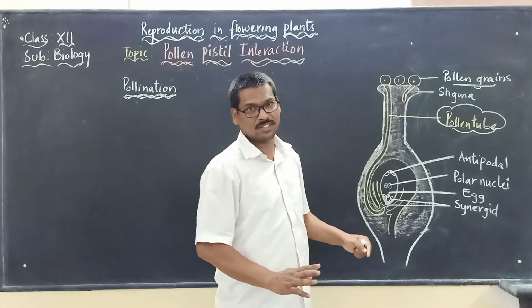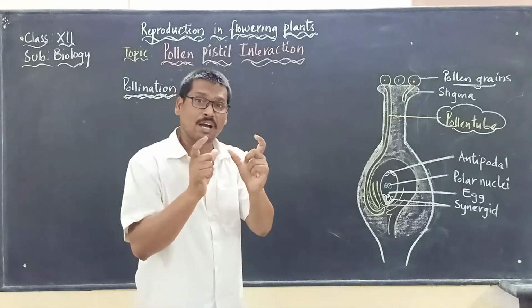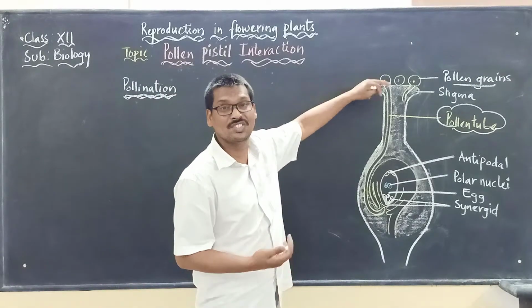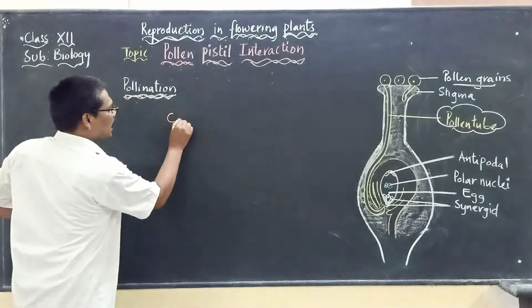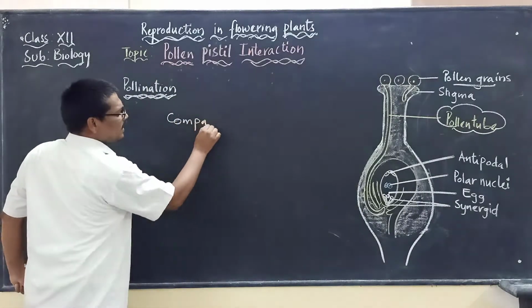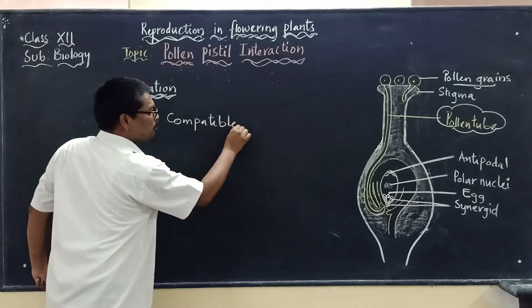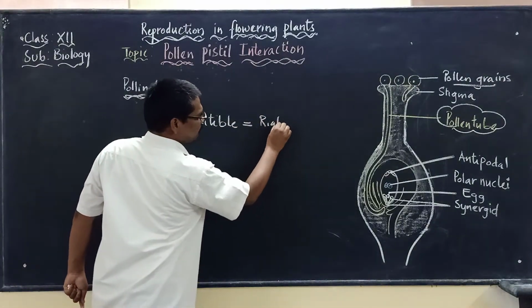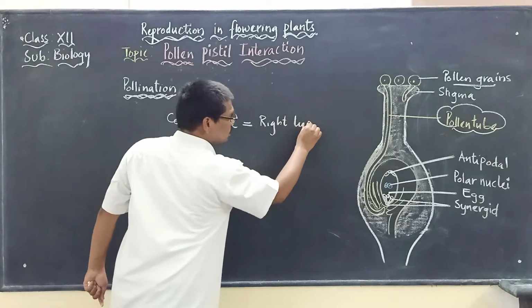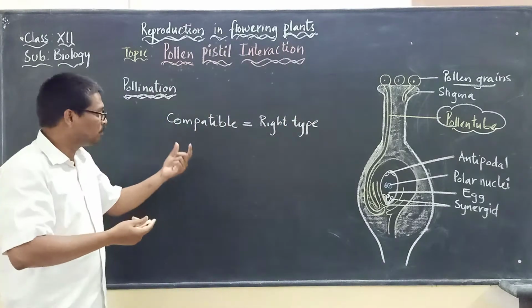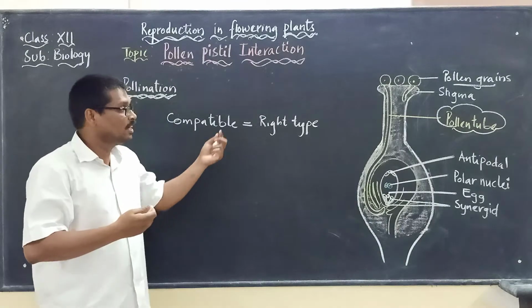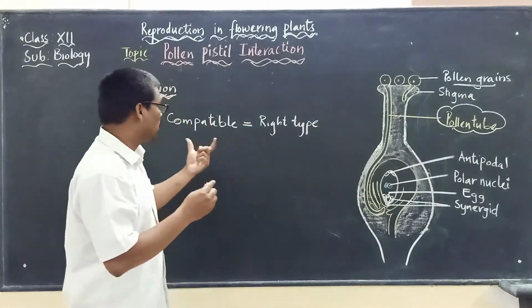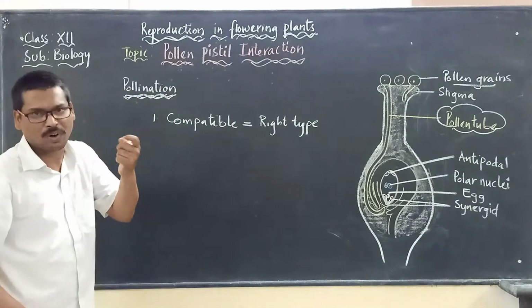Based on that, there are three different types of pollen grains that may be falling on the stigma. One, we can say, is compatible. Here, compatible means the right type, which will be involved in the process of fertilization. So compatible is the first type of pollen grains.